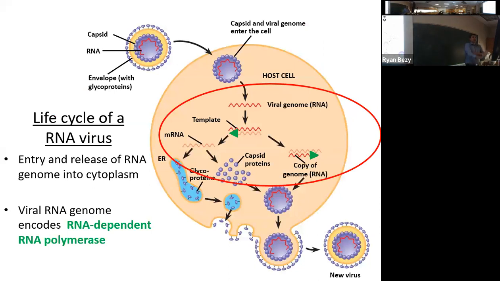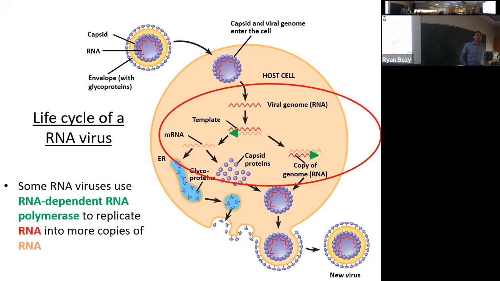So we're going to look at a life cycle of an RNA virus real quick here. If you have an RNA virus, it's got an RNA genome. It enters into the host cell, and then that viral genome encodes a gene that makes a protein called RNA-dependent RNA polymerase. It's a little bit of a mouthful, but it's an enzyme that polymerizes RNA dependent upon an RNA template. Again, you read them backwards, you get what they're doing.